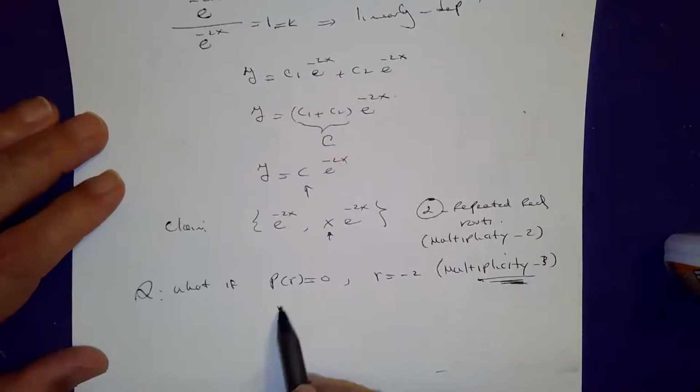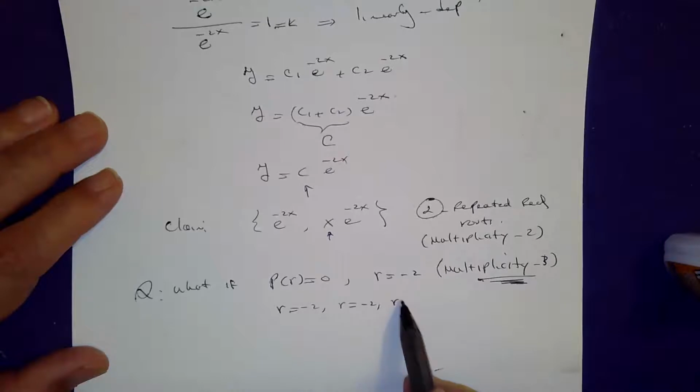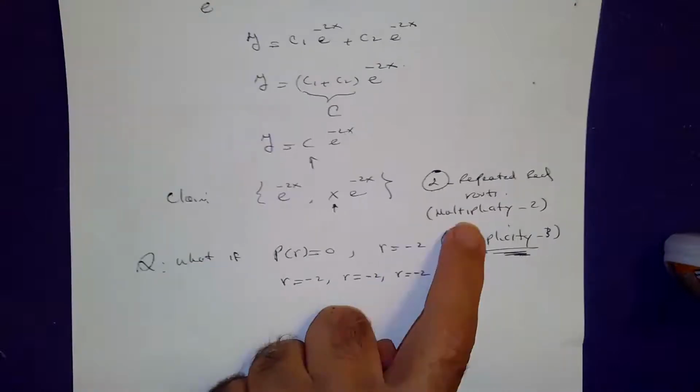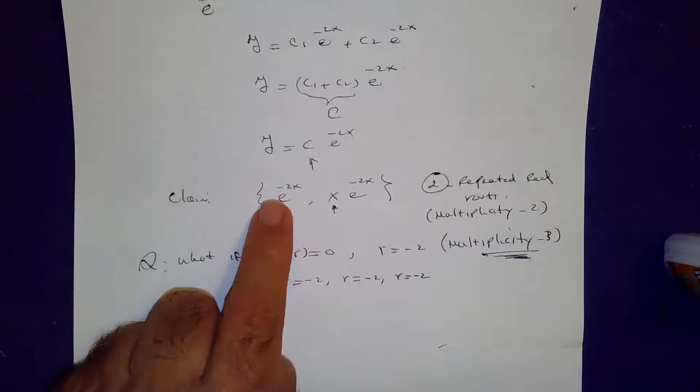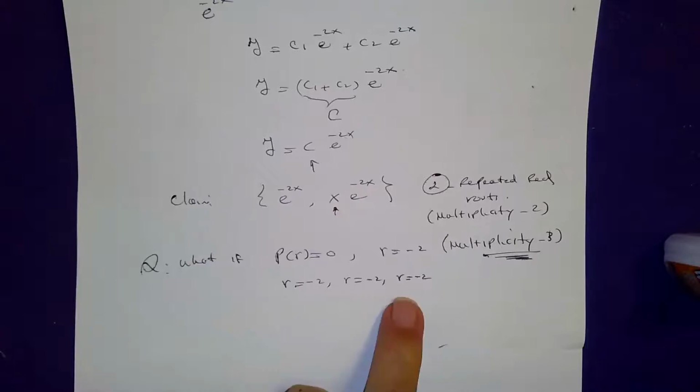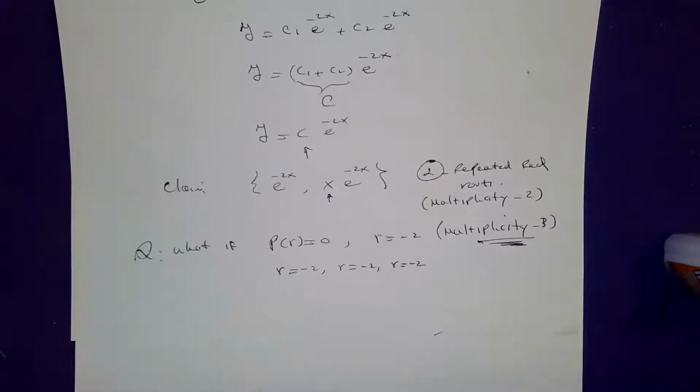What if your auxiliary polynomial gives you 3 of these? How would the fundamental solution look? Do you want to take a wild guess? Anyone? So for multiplicity 2, that means 2 repeated. One of them is e to the negative 2x. The other one is x times e to the negative 2x. What if I got 3 of them which look alike? Let me see. What is this?